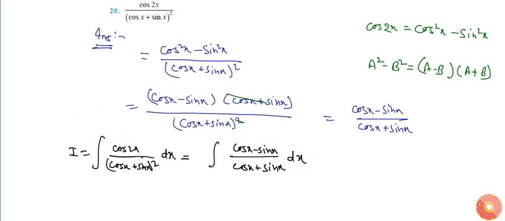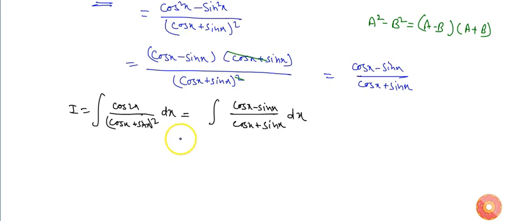So if I substitute cos x plus sin x equals to t, then its derivative, which is cos x minus sin x, since the derivative of cos x is minus sin x and the derivative of sin x is cos x. So dx equals to dt.